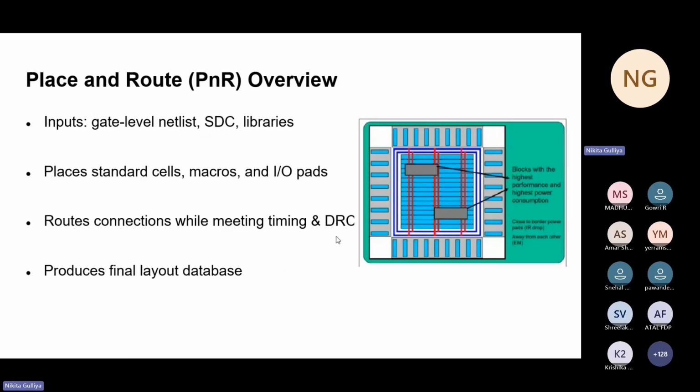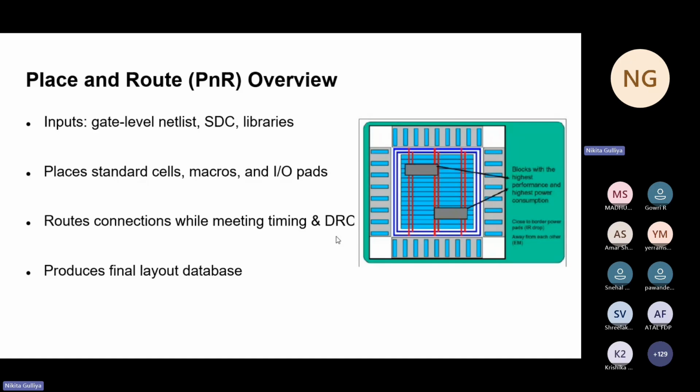Giving you some overview of place and route, PNR. PNR takes input like the gate level netlist, constraints, and libraries. It places standard cells, macros, and IO pads, and then routes all connections while meeting timing and design rules. And the output is the final layout database.